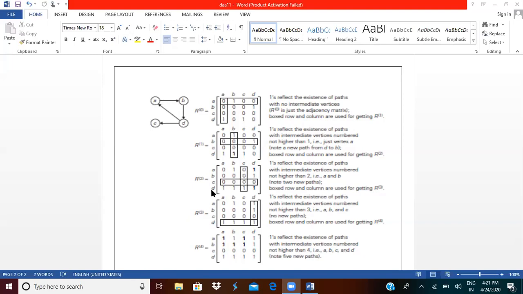Now you take a path from D to D. If you take a path from D to D, D, A, B, D. D and D are on the extreme sides, one D on the left side, one D on the right side, and A, B are in between. So ultimately I got this matrix. Now I'll keep this matrix in my mind and I'm going to find the next matrix.